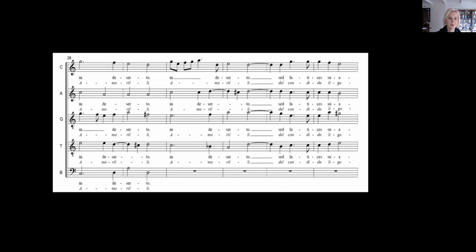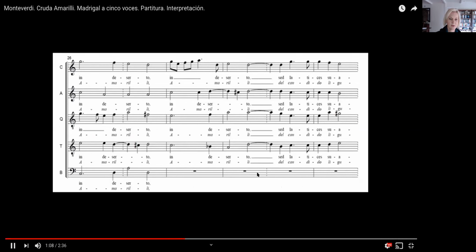Now you hear a fuller harmony. For a moment, all voices are there. 4 of them are there. Basses pull out.